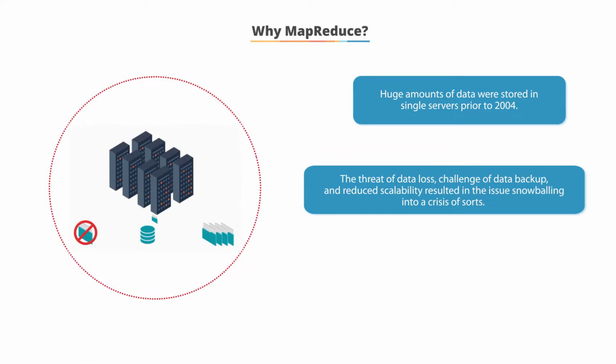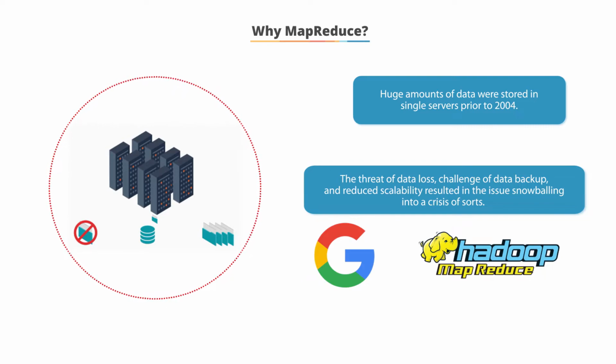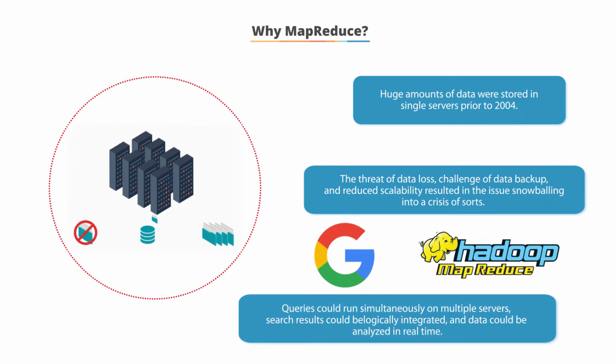The threat of data loss, challenge of data backup, and reduced scalability resulted in the issue snowballing into a crisis of sorts. To counter this, Google introduced MapReduce in December of 2004, and the analysis of datasets was done in less than 10 minutes rather than 8 to 10 days. Queries could run simultaneously on multiple servers, and search results could be logically integrated and data could be analyzed in real time. The USPs of MapReduce are its fault tolerance and scalability.